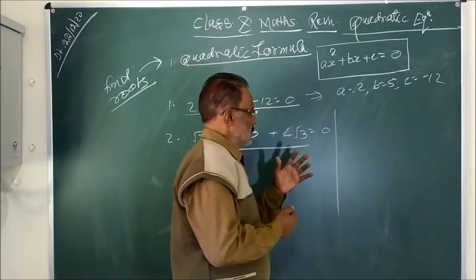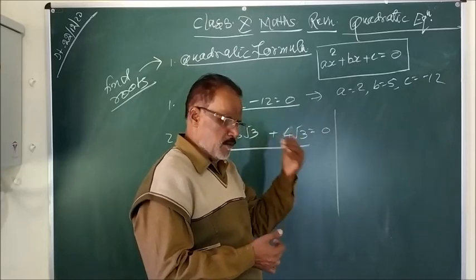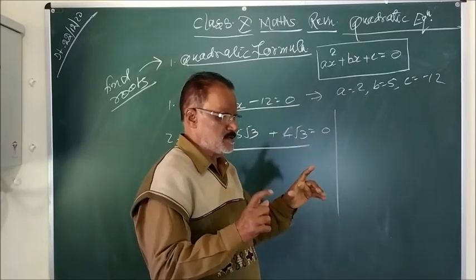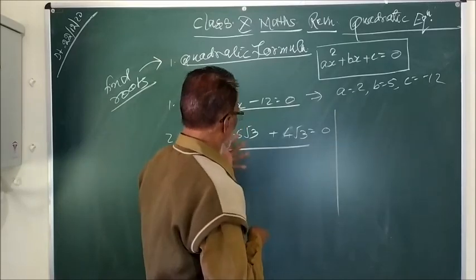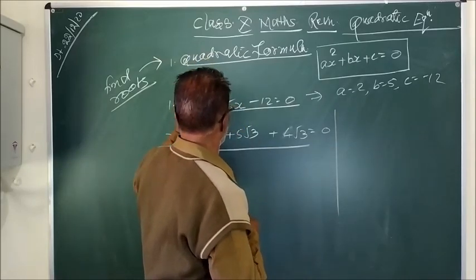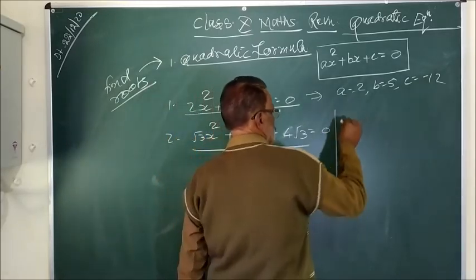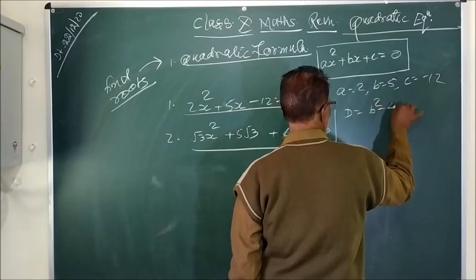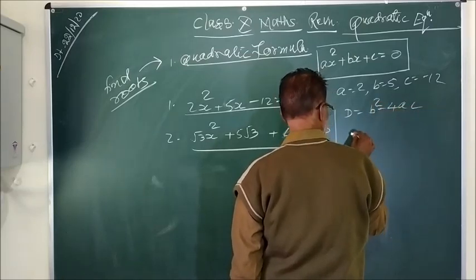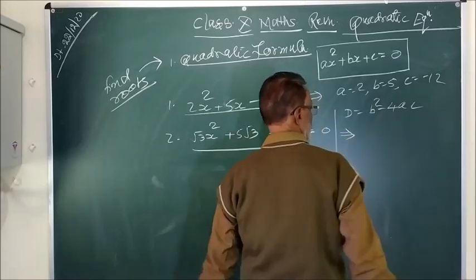Some students solve by first finding the discriminant. If you find the discriminant, it will be clear that you have the roots. But if it is given to find the roots, it is understood that there should be roots. First you find the discriminant, b squared minus 4ac. By finding this, it will be confirmed whether the equation has real roots or not.